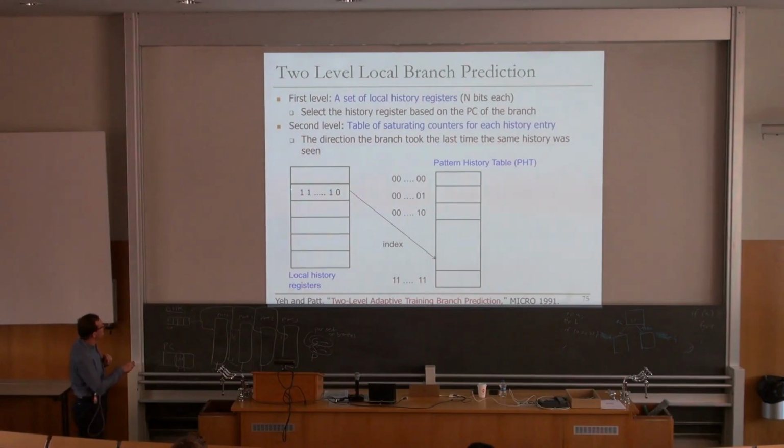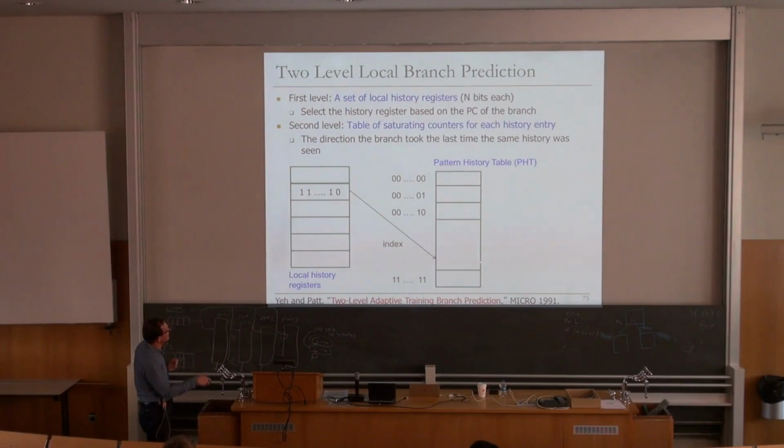Now, what does this mean? If this is global, you may argue that makes or that doesn't make sense, but let's assume that that's global. You basically take this history and index, and the pattern history table gives you what you should predict. The direction the branch took the last time the same history was seen. Of course, it doesn't make sense for this to be global that much, right? Because now you're having a per branch history register, but a shared or global pattern history table across all branches, a single pattern history table.